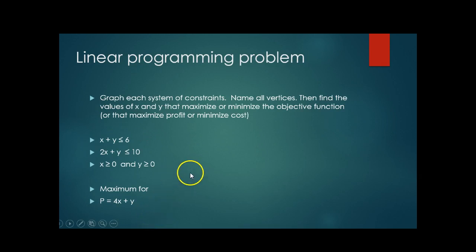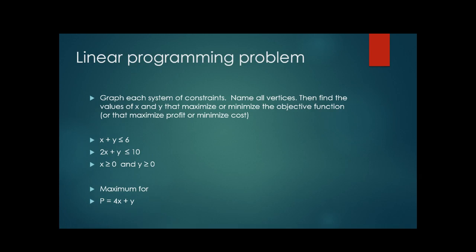So we're going to do this problem. We're going to graph each system of constraints. These are all of our constraints. We have 4 of them: 1, 2, 3, 4. We're going to find the vertices of those constraints and then find the values that maximize and minimize the objective function. Now, this is the profit or cost function. This is going to tell me, based on how much I sell my mixed nuts or roasted peanuts for, how much I'm going to make.